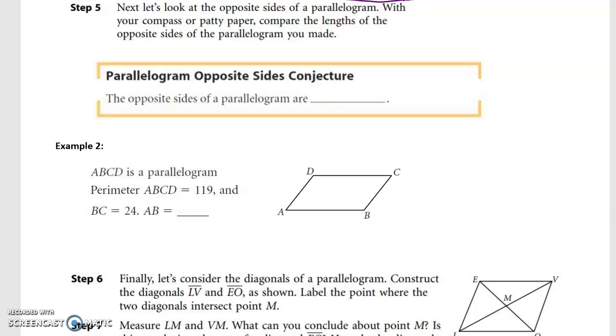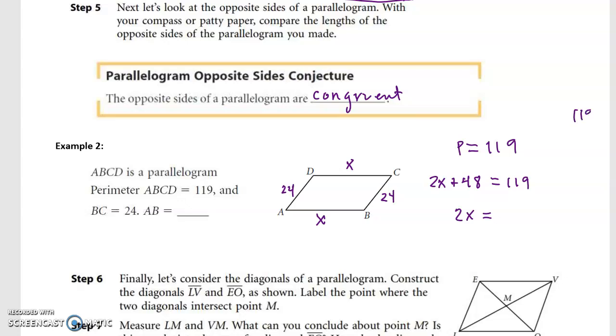So let's take a look at this one last example before I move on to a second video. ABCD is a parallelogram. The perimeter is 119. And we know that segment BC is 24. So I'm going to label that 24. According to the conjecture I just wrote, segment AD is 24. And I'm looking for AB. It turns out AB is also congruent to DC. So now I can write an equation, 2x plus 48 equals 119.